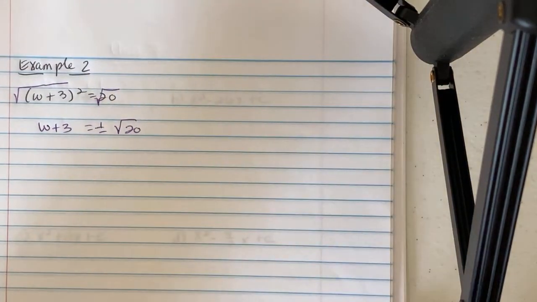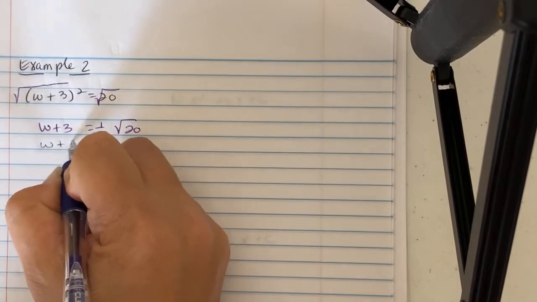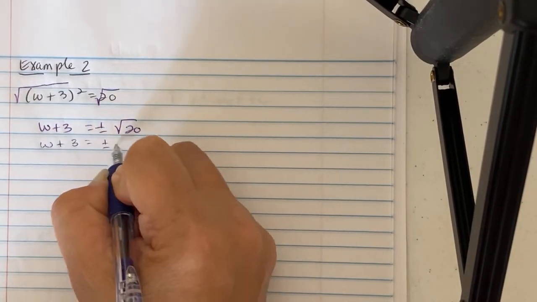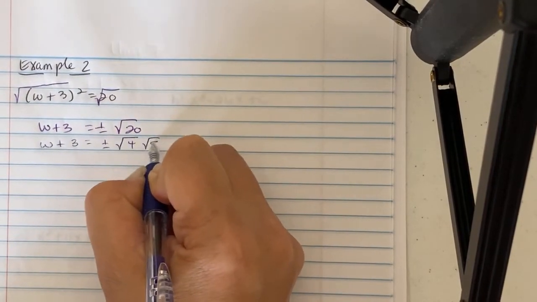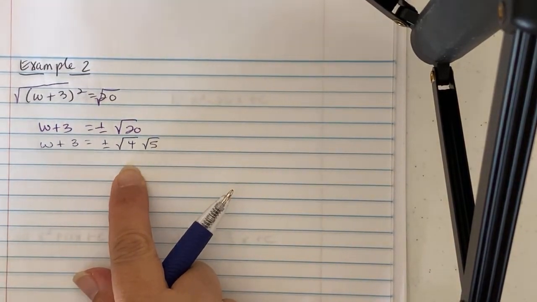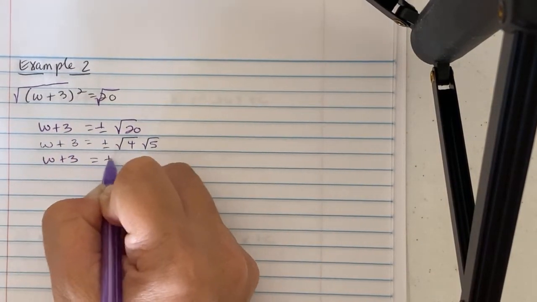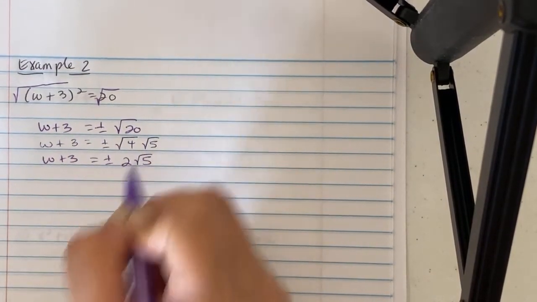radical 20. Square root of 20, don't make it a decimal. Factor it out to be a perfect number and a not perfect number. So we're going to write w plus 3 equals positive and negative square root of 4 and square root of 5. The reason I use 4 and 5 is 4 is a perfect number which we can break out. We become w plus 3 equaling positive and negative 2 radical 5.